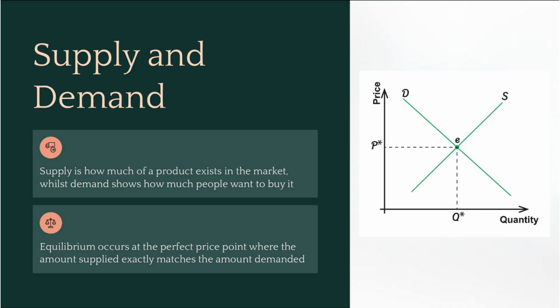Let's get technical for a moment. Look at this graph. This X-shape is the most famous diagram in economics: supply and demand. The line going up is supply. That's how much product exists in the market. The line going down is demand, how much people actually want to buy. Where they cross, at that point labeled E, is the magic moment called equilibrium. This occurs at the perfect price point, where the amount companies want to sell matches exactly what you want to buy. If the price is too high, nobody buys. If it's too low, there's a shortage. The market naturally hunts for this center point without any government official having to set the price tag.